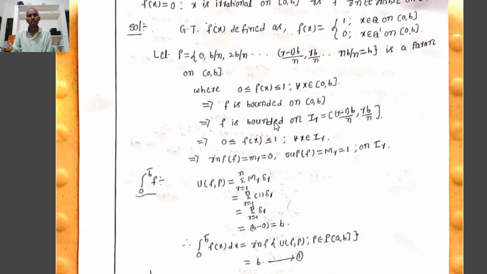Therefore, since f is bounded on closed interval 0 comma b, f is bounded on each and every subinterval I r equal to closed interval x r minus 1 comma x r, equal to (r minus 1)b by n comma rb by n, such that 1 less than or equal to r less than or equal to n.